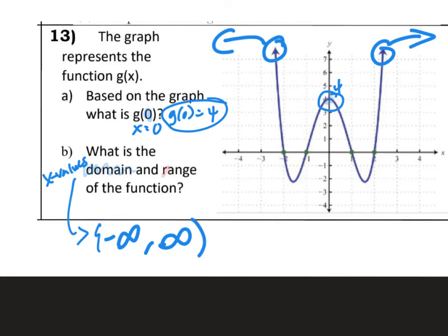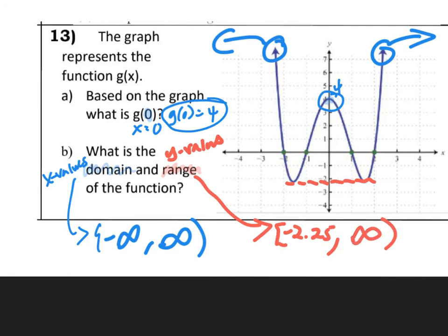For the range, our range is talking about our y values. So if we're writing this in interval notation, what's the lowest y value that we hit? Our lowest y value, I'm going to say, is a little bit below -2. So I'm going to say this is like a hard -2.25. Is that fair? Why not? And then these y values tell us that we go up forever and ever, so we're going to represent that with an infinity sign and a parenthesis because we can't really ever hit infinity.